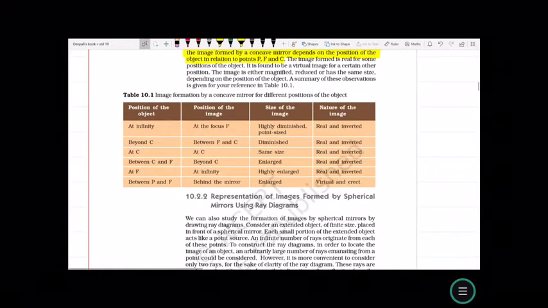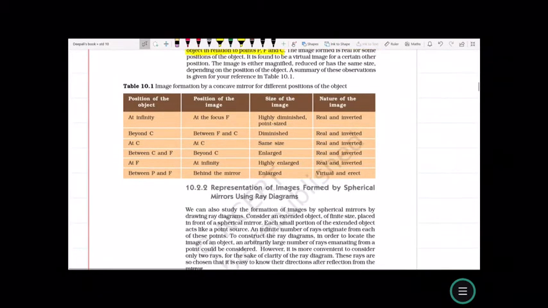Now we can understand easily that if you place the object at infinity, the image will be at the focus, highly diminished, real and inverted. Beyond C, the image is between F and C, diminished, real and inverted. At C, the image is at C, the same size, real and inverted.